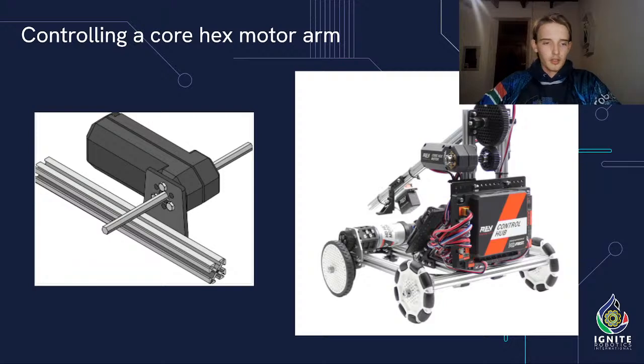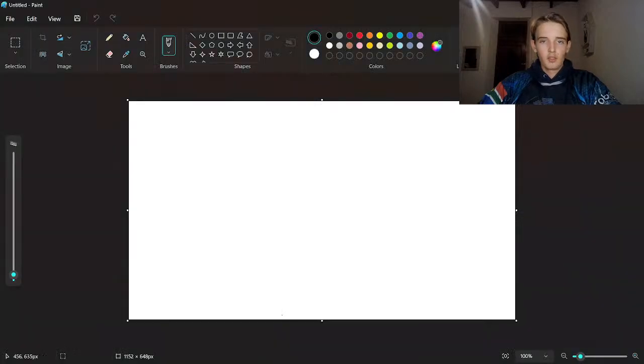So let me just share this with you quickly. You should be able to see this now. And please excuse my drawing, it's pretty bad on the computer. But say we have our robot here, we have our wheels, and this is where the arm is. We've got a gripper on the end here, and our core hex motor is right here with gears joining to it.